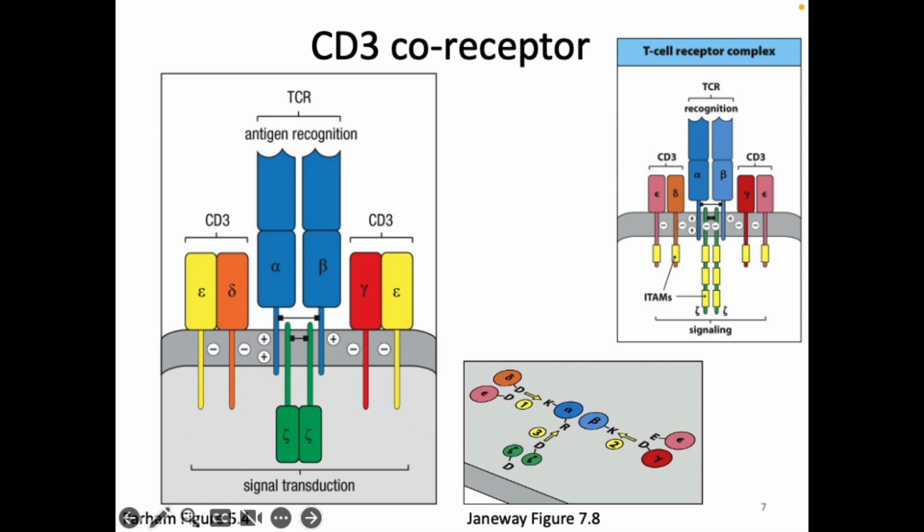Later on in the semester, we're going to see something called an ITIM, which is an immunotyrosine-based inhibition motif. So the point here is that if it's an ITAM, we're turning stuff on. We're turning on the T cell.